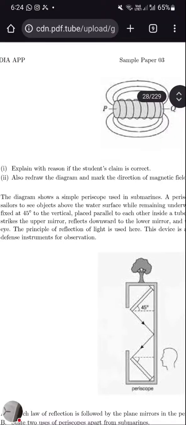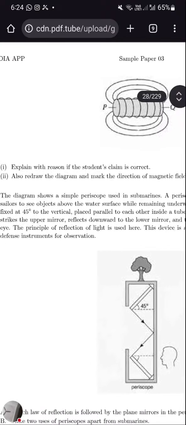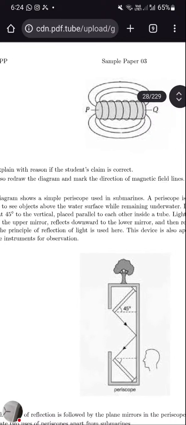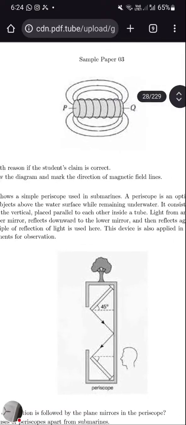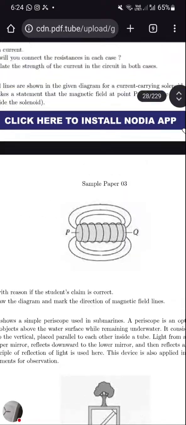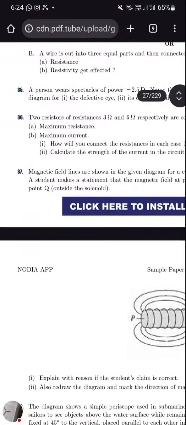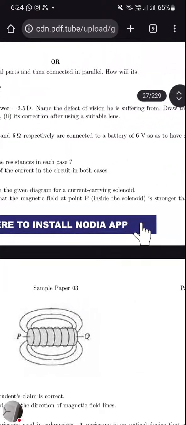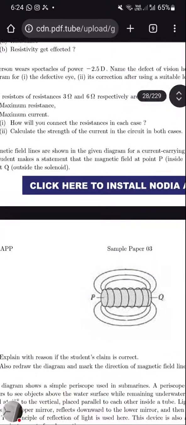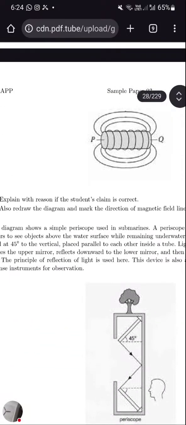Explain with reason if the student's claim is correct. Also redraw the diagram and mark the direction of the magnetic field lines. So what did the student say here? Magnetic field lines are shown. Okay, so the student is correct only in his explanation. Field lines we need to draw with the direction. So field lines will start from P and end in Q, originating from P and ending in Q. Inside the solenoid, it will be from Q to P.